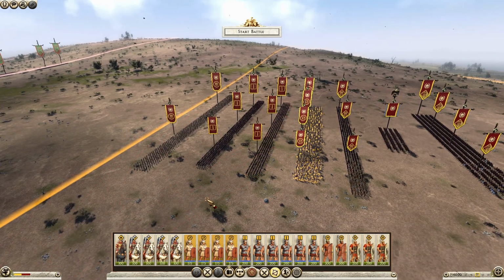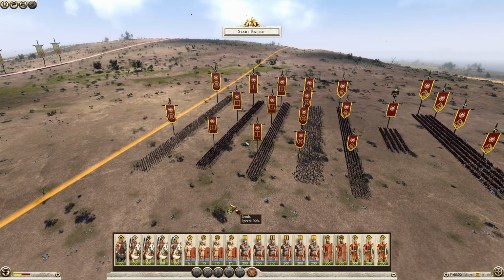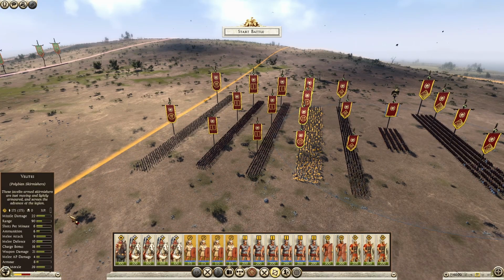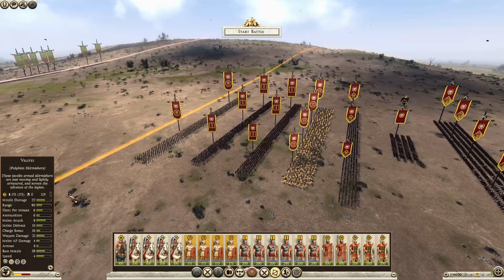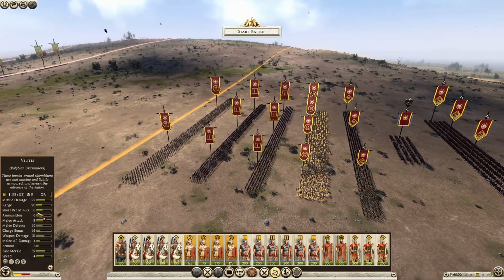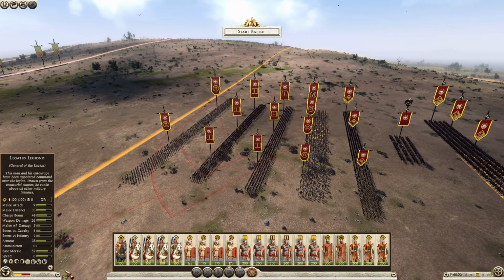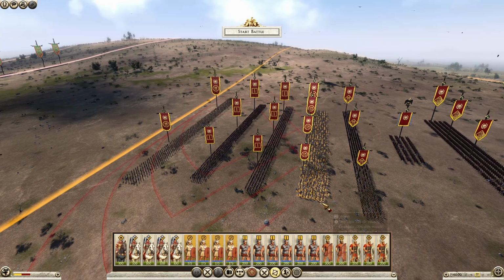Don't even use the Roman slinger. They are the worst slinger in the game. Don't use them. Just use the Velite. The Velite is very strong. They are decent. They have good ranged attack, and they are quite decent in melee as well. A very good unit to have.